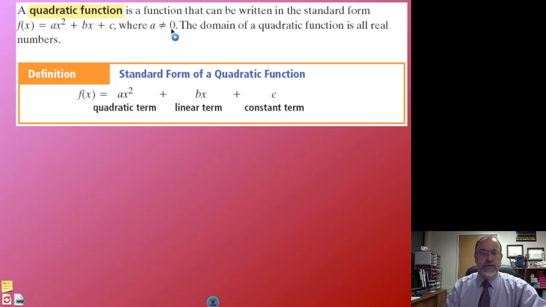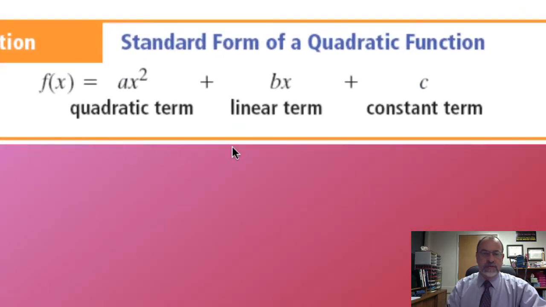It says that a quadratic function is a function that can be written in the standard form, ax squared plus bx plus c, where the a value cannot be a zero. The domain of the quadratic function is all real numbers, so there's no x value that's excluded from being used in this function. Now this is a very important part of where we're going here, the standard form and what these terms are, especially with the quadratic.